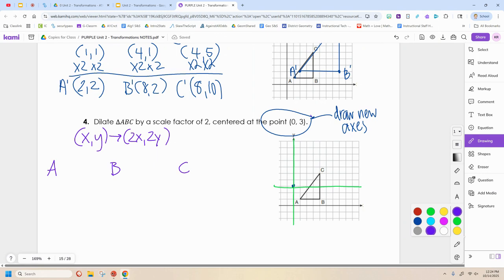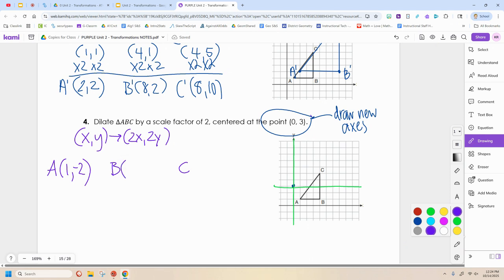So A is not going to be positive 1, 1. It's going to be positive 1, but then it's going to be down 2. Does everybody understand that? Yep. So A is over 1, down 2.